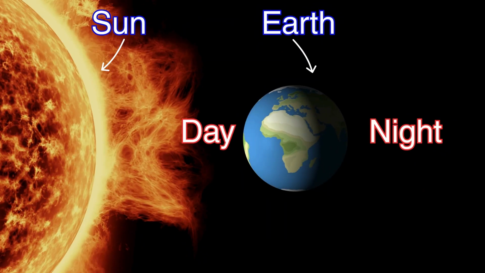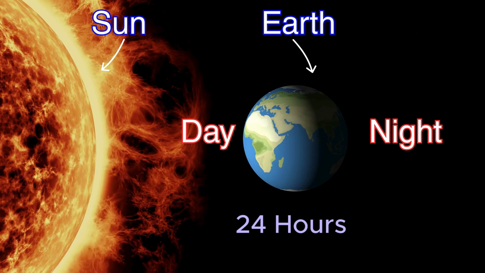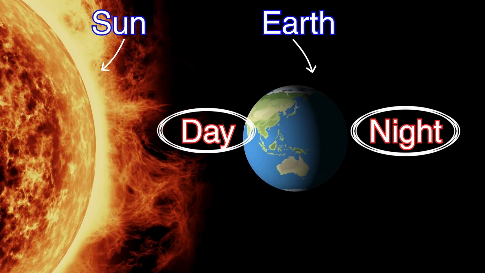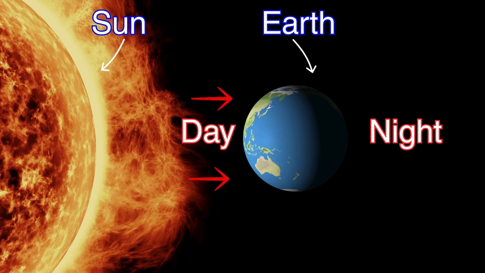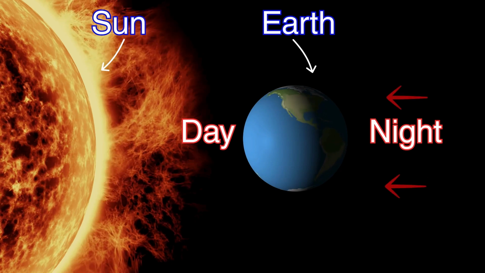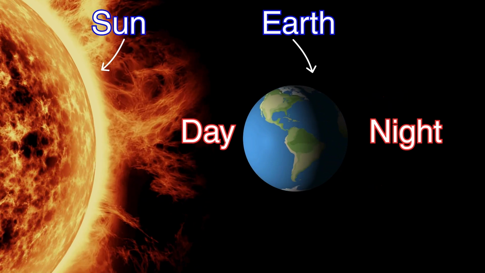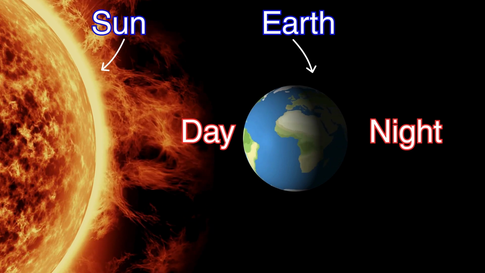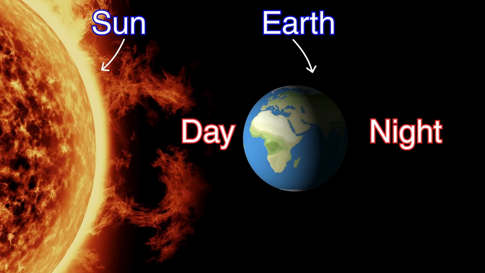Earth is like a spinning top. It rotates once every 24 hours, and this rotation causes day and night. Only one side of Earth faces the sun at a time. That's day. The other side, night. As Earth spins, each place moves into sunlight, then back into darkness.